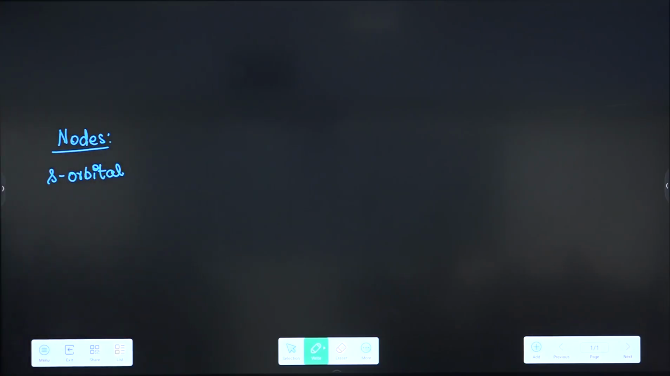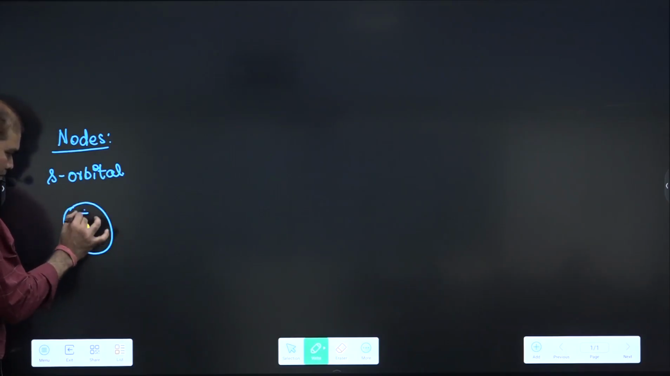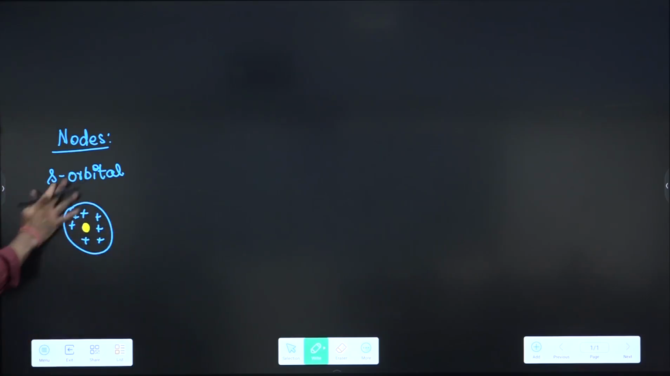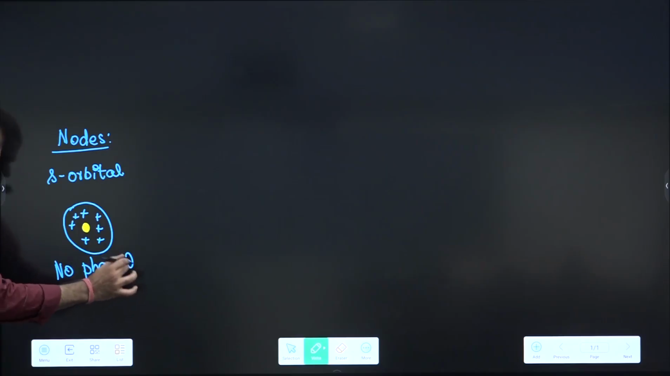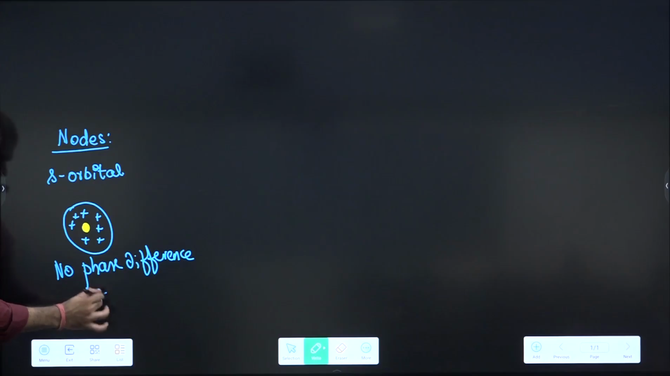Now let us come to the nodes. This everyone is aware of, so I am not going to discuss much. How many nodes are present for S orbital? Zero. It is like everywhere plus phase only. So is there any phase difference? No. No phase difference. So the number of nodes is 0.